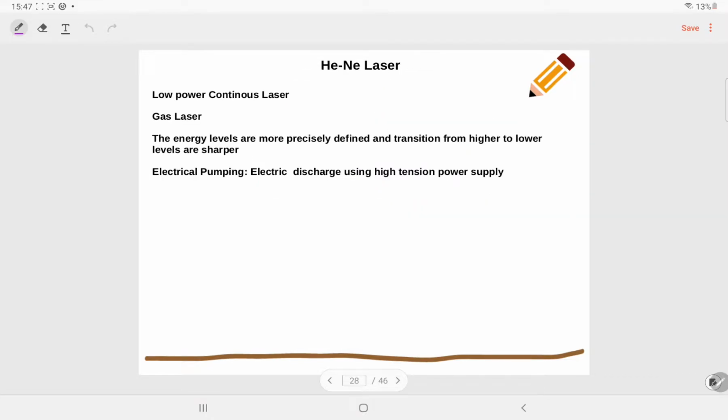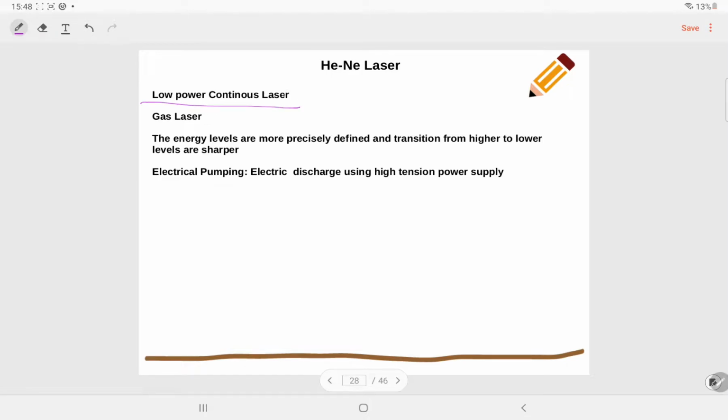Now we are going to understand the helium neon laser with the help of principle, construction, working, and its application. If a question is asked in your exam, to write short notes on the helium neon laser, then please make sure that several points come in your answer, like principle, construction, working, and application. So here are some points.